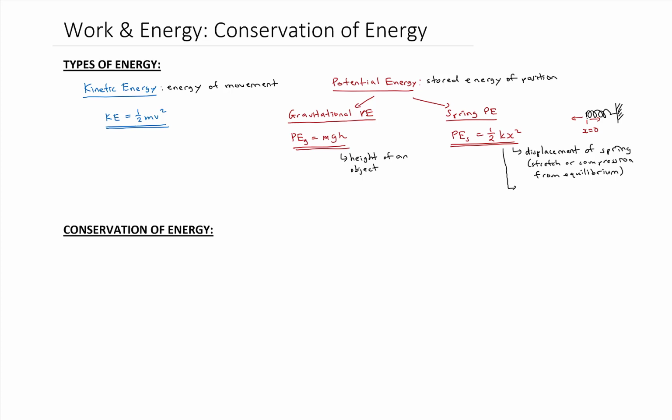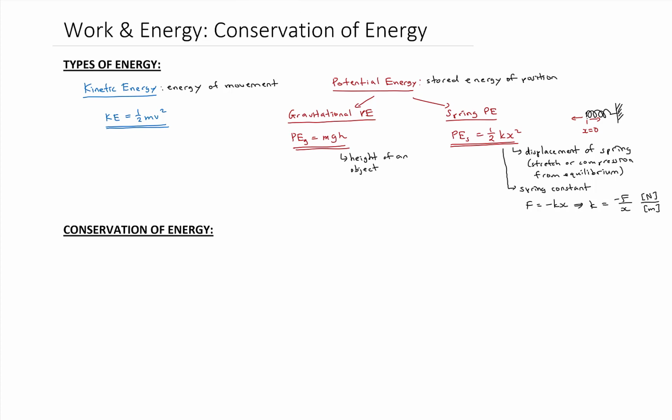K is the spring constant. That comes from Hooke's law. F is equal to negative kx. This means that K has units of newtons over meters. So these are important values to know, and essentially if there is a spring in your question, you should include the potential energy of a spring as well.